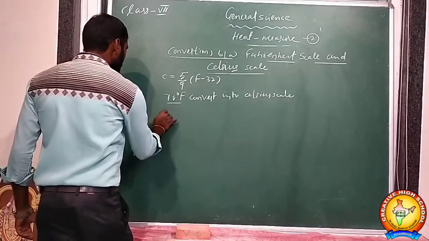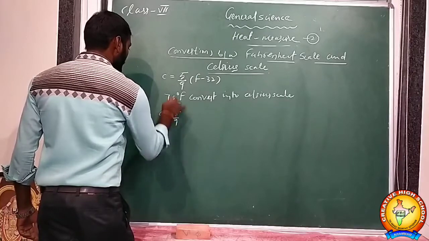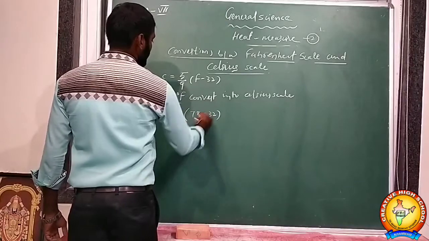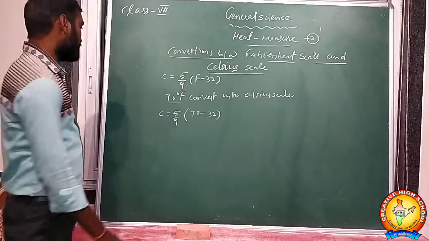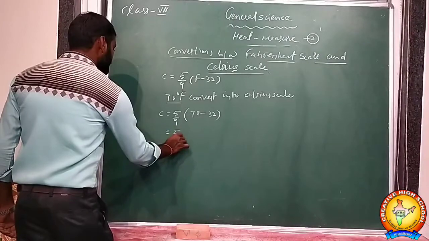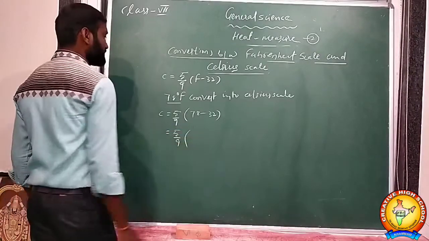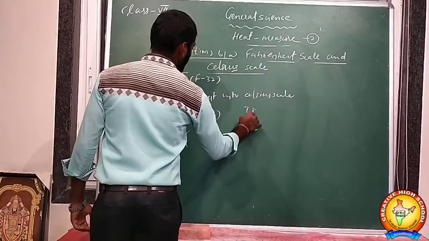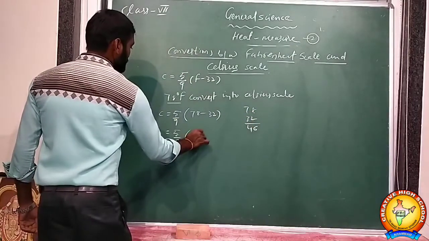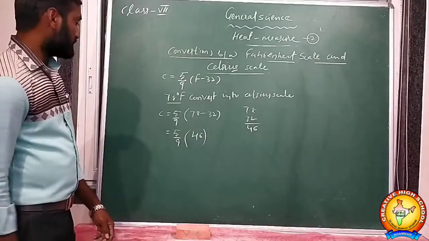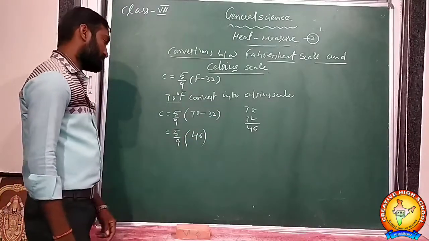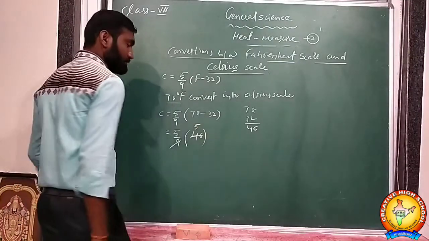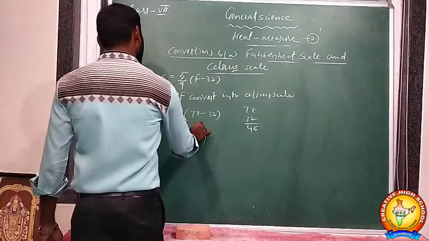So C is equal to 5 by 9 (F minus 32). F is 78, so 78 minus 32. That is equal to 5 by 9 into (78 minus 32). 78 minus 32 is 46. So 5 by 9 into 46. 9 fives are 45, plus the remainder.